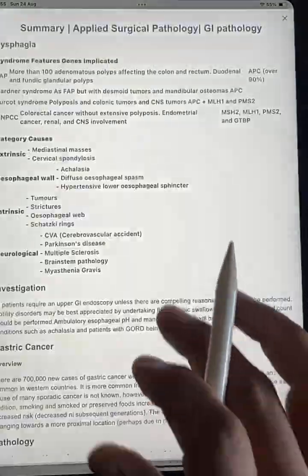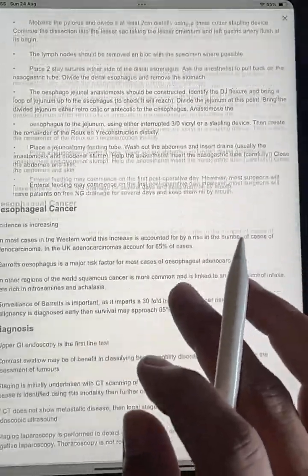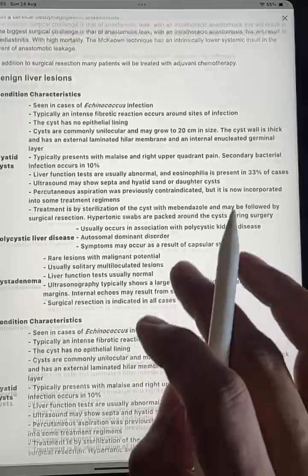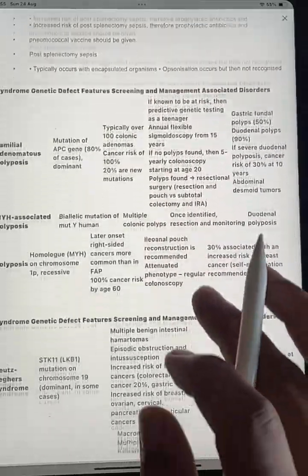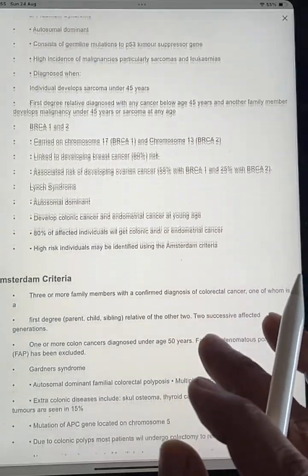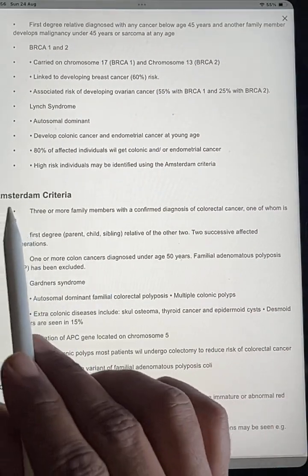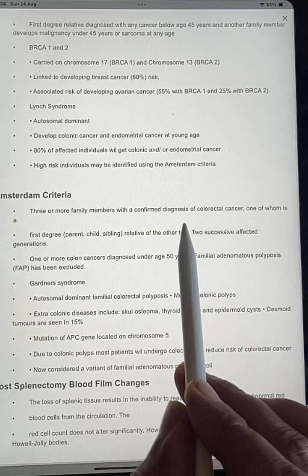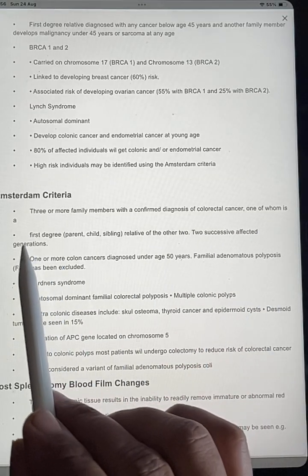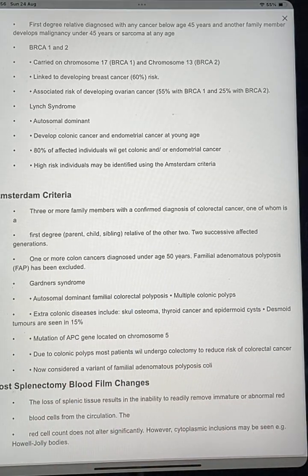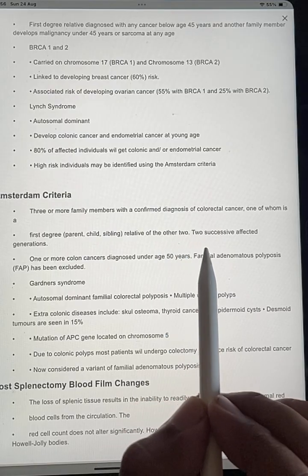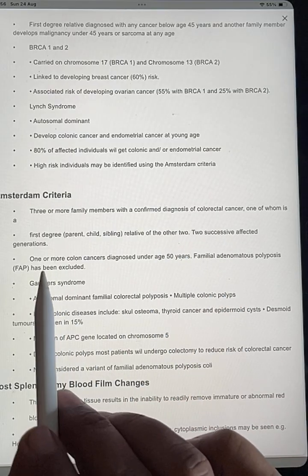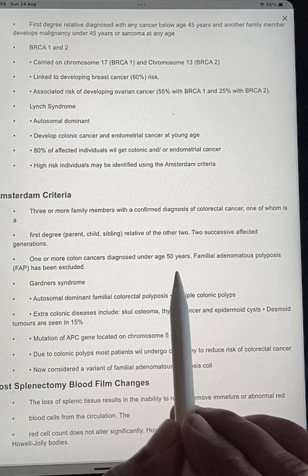This is the Amsterdam criteria. Three or more family members, Amsterdam criteria. Three or more family members with confirmed diagnosis of colorectal cancer, one of whom is a first degree relative of the other two. Two successively affected generations. One or more cancers diagnosed before 50 years of age.